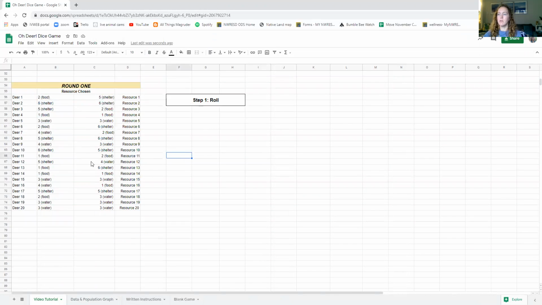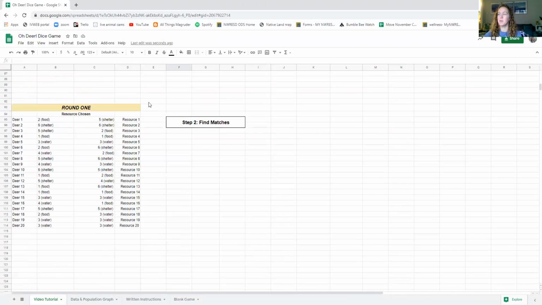All right, so we've rolled, filled it all in. We've got 20 different resources chosen for the deer and 20 different resources chosen for the resources. Step 2 is to find matches. Now this is the part of the game that might be confusing at first, but I promise you it is so easy. My preschoolers literally play a game like this. So just track with me.